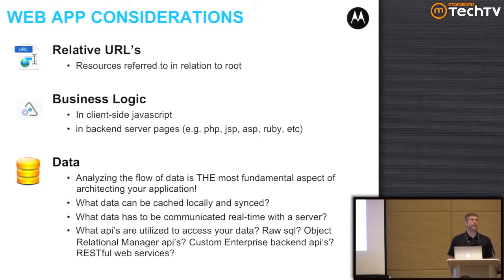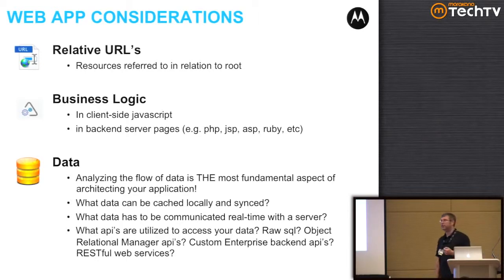So some of the questions that you need to ask, right, are what data can be cached locally and synced, right? Of the data that's used in that web application that you have, is it appropriate for that to be brought down to the device? Is that reasonable, right? Or, what data has to be communicated real time with the server, right? Ideally, all the data can be brought down to the device, but there may be instances where you have to have a real-time feed.